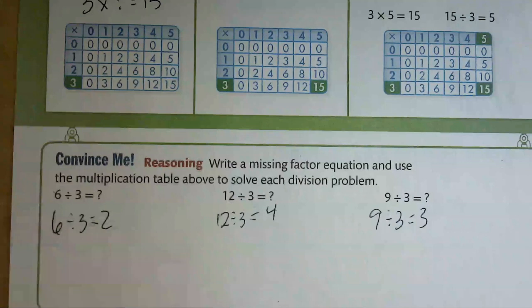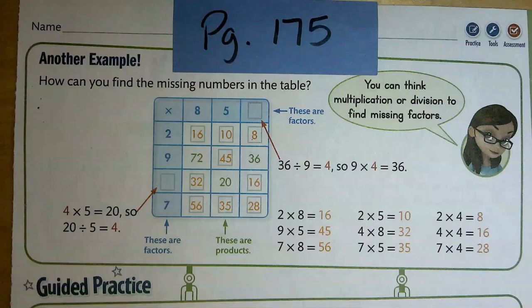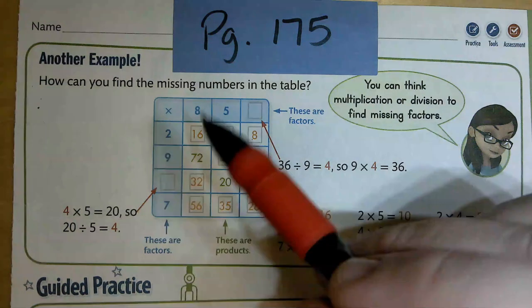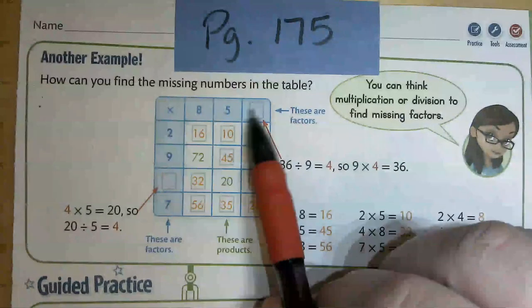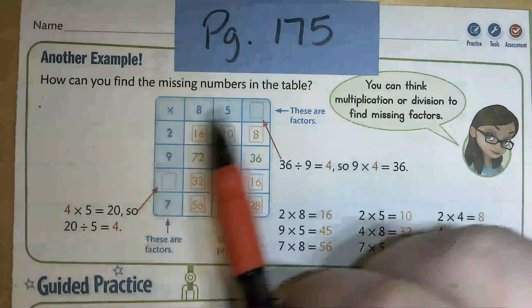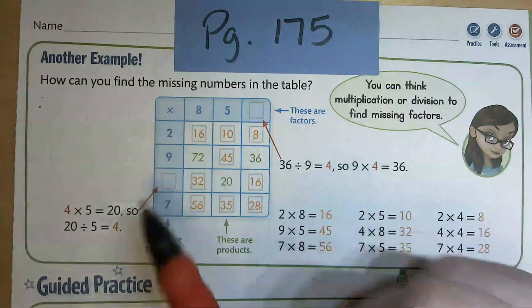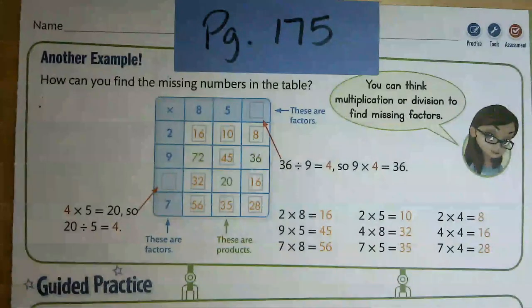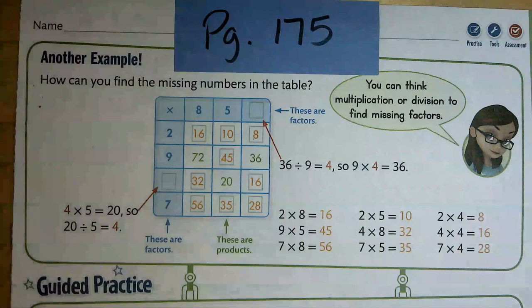Well, let's go ahead and turn the page to page 175 to check out another example of a multiplication table. Here we are on page 175, and the first thing I want you to check out is that our table here is not like the multiplication table we were using before. The factors on the sides are not in any particular order. They are just random numbers put together for us to be able to use.